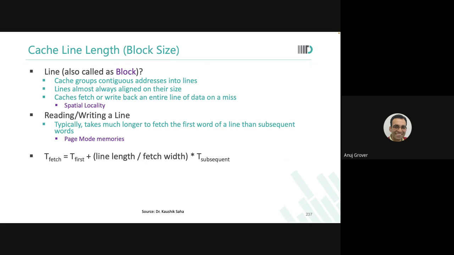So what I say is that when I'm fetching data from the next higher level of hierarchy into my L1 cache or wherever, then I will not just get one word. I will get a large number of words in one go. Why? Because anyway I need it. If not now, then later. Because of locality of reference.